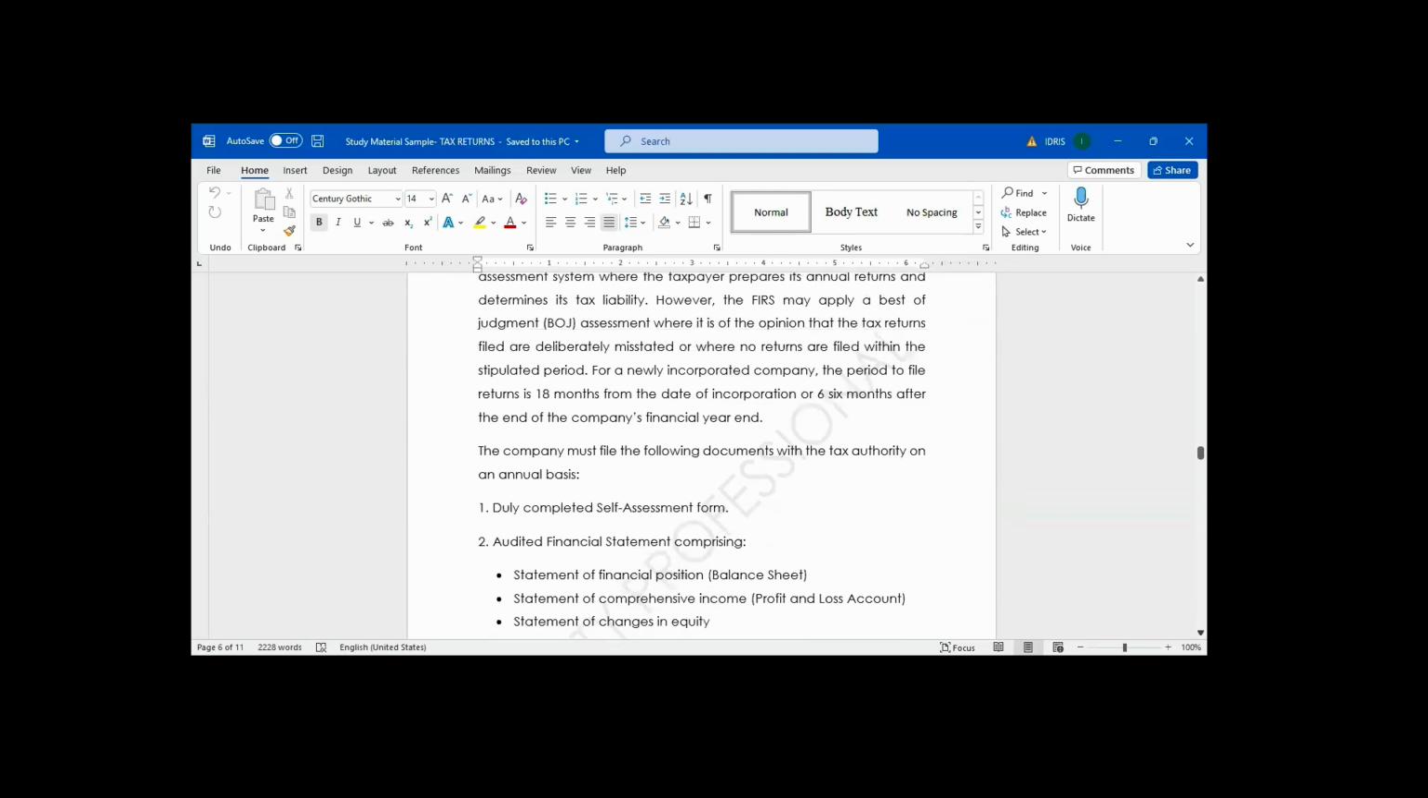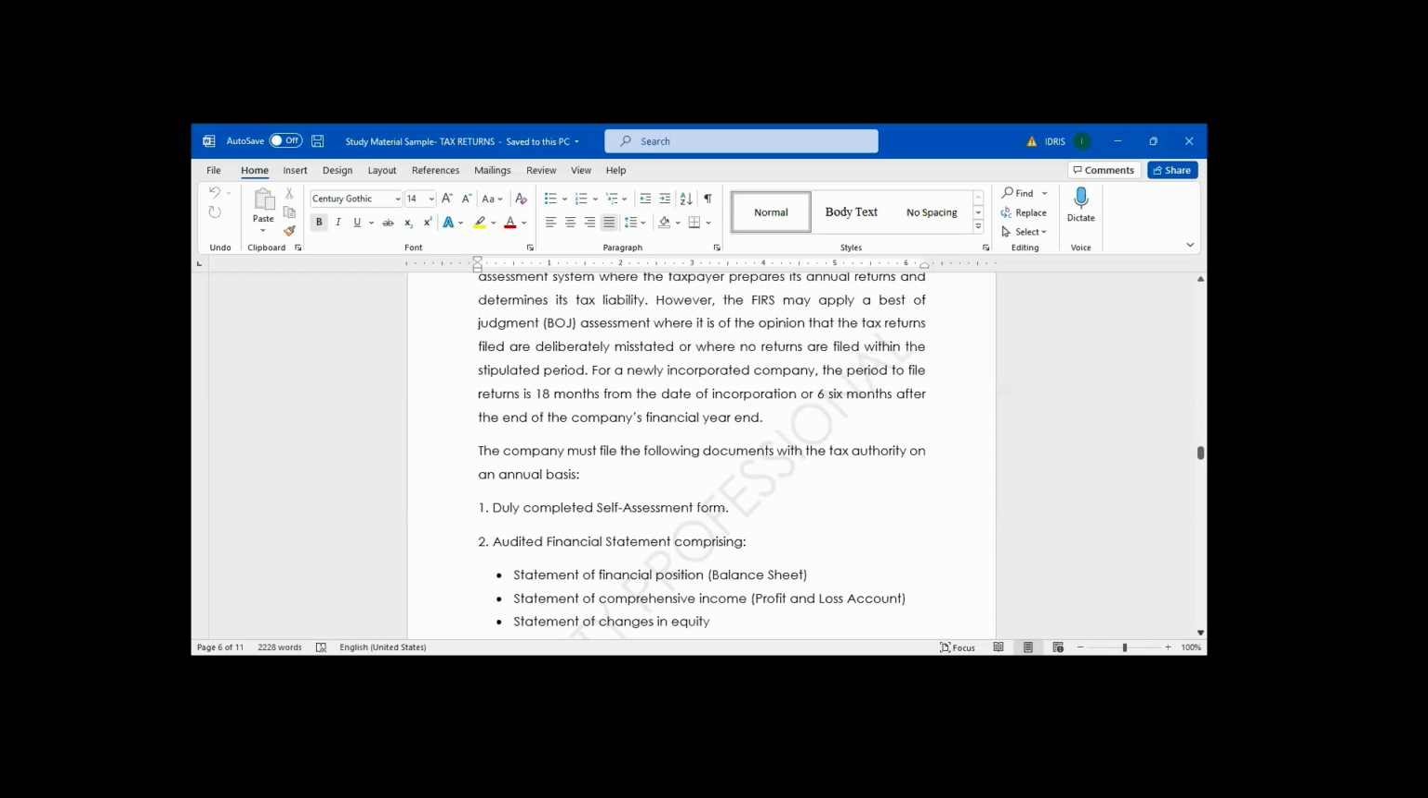Content of company income tax return. What are the contents of the company income tax return? Number one, a duly completed self-assessment form. Number one content of company income tax return: duly completed self-assessment form.